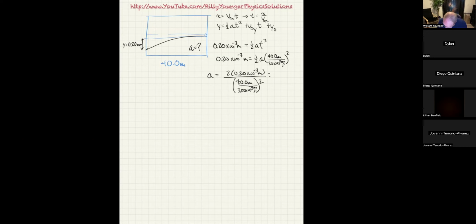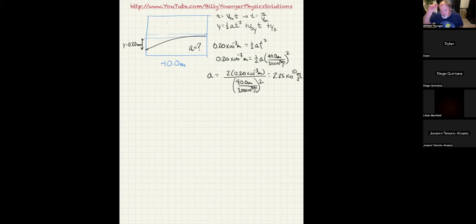When I do that, 2 times 0.2 times 10 to the negative 3 gives me 0.004. And now I'm going to divide that by 40 divided by 3 times 10 to the 8th in parentheses, and then square that. That gives me 2.25 times 10 to the 10th meters per second every second.